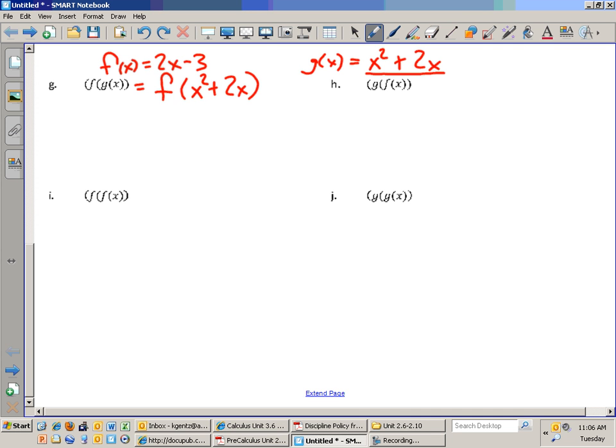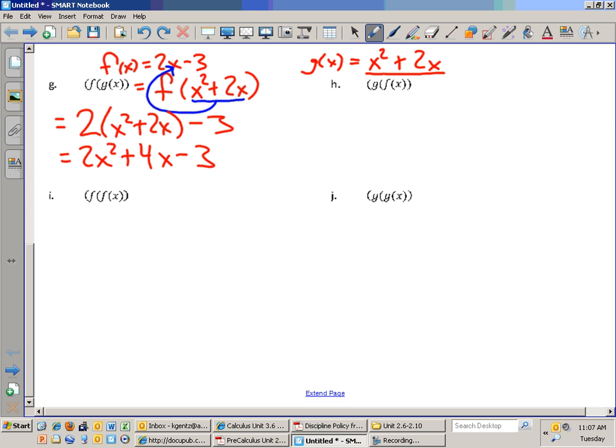What do I do with that? Good. So what I have is, I take that x squared plus 2x and I plug it in for the x for the function f. And I get 2 times x squared plus 2x minus 3. Which is 2x squared plus 4x minus 3, done and done. So that's the rule of that function once it's composed together.